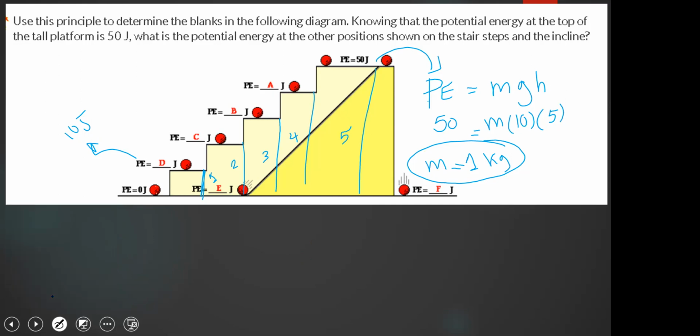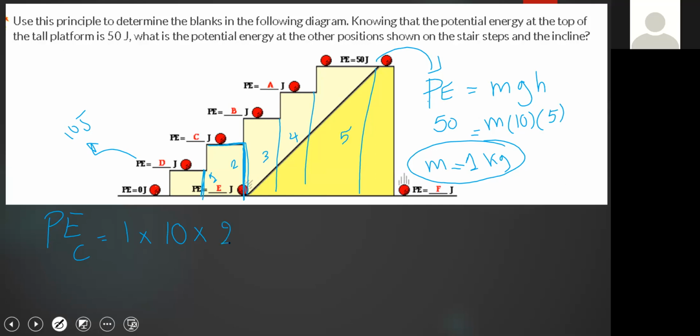Now, I want to find the potential energy at point C. We said it is mgh. The mass is 1. The g is 10. And what is the height at point C here? The vertical height to reach point C. It is 2. Bravo. So it's 20 joule.